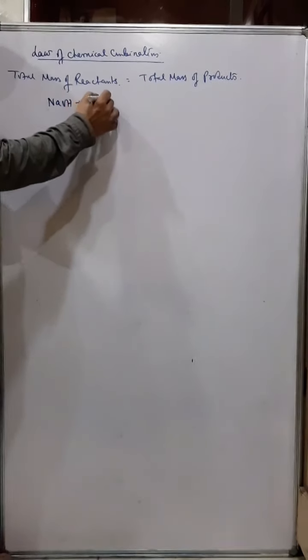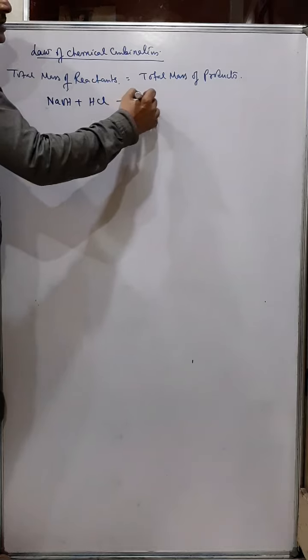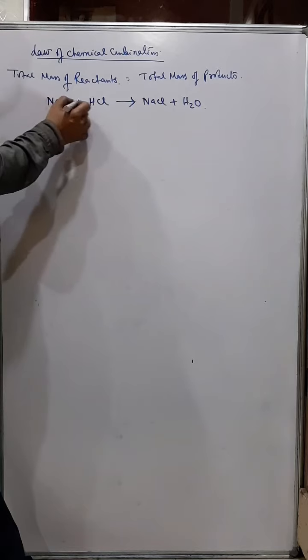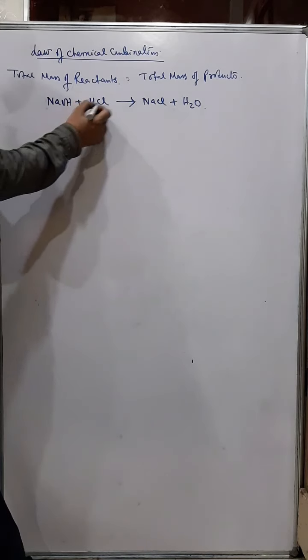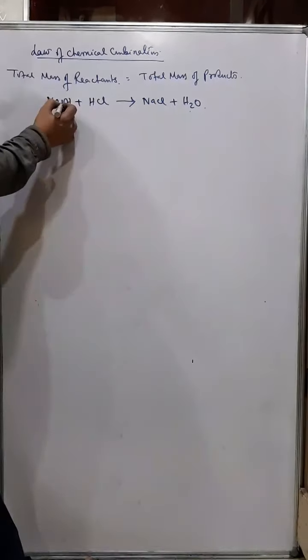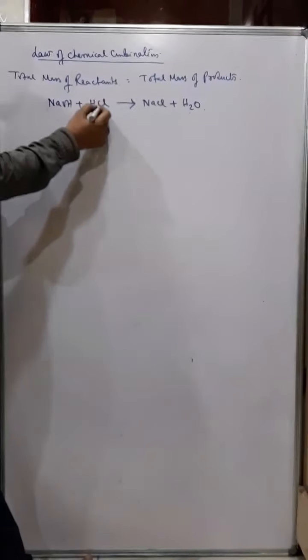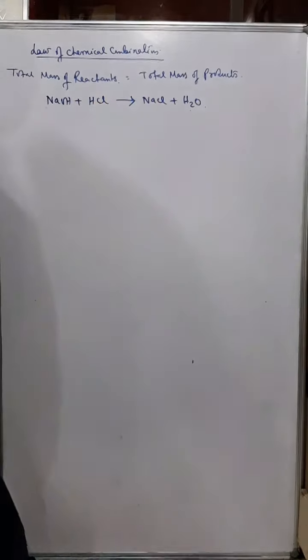NaOH plus HCl will give you NaCl plus H2O. The first thing is that you have to balance the equation. So when you balance the equation, you see hydrogen you have 2, you have 2 here, oxygen 1, you have 1, and Cl, so that means it is already balanced.